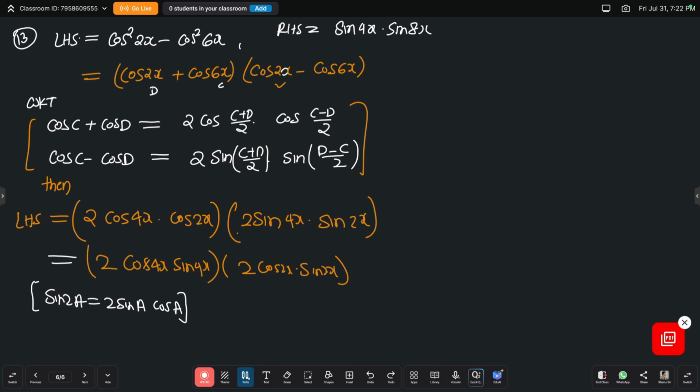Now when you apply this formula, then in the LHS here it is 4, it means double of 4, 8. So it will be sine 8x, and here double of 2, sine 4x. Now I think the right hand side has come, sine 4x into sine 8x. So sine 4x sine 8x is the RHS. Proved. Okay, proved.